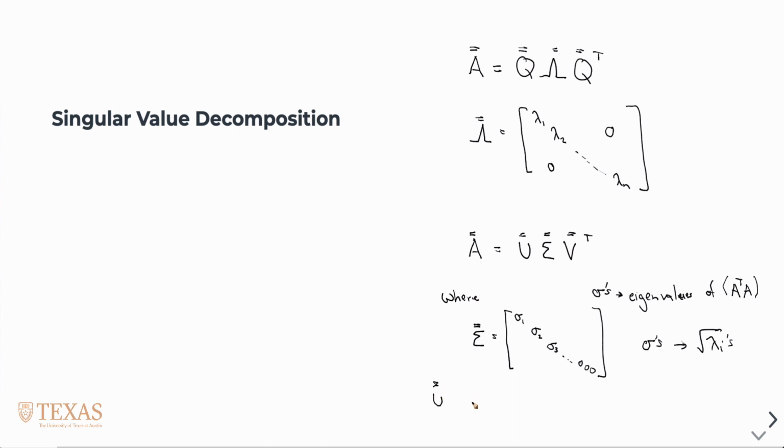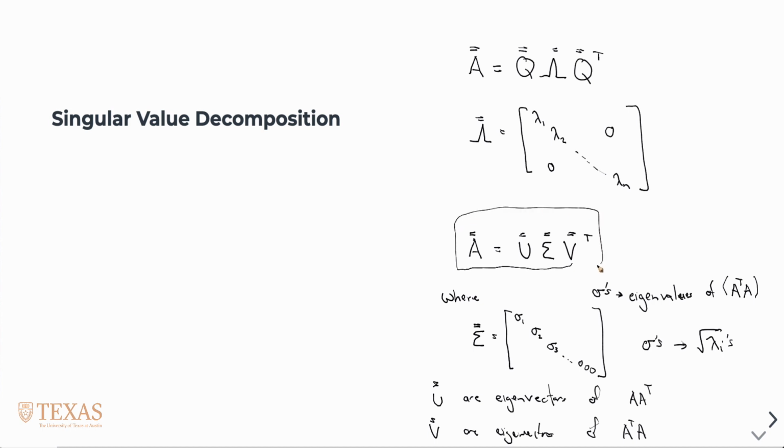U are the eigenvectors of A transpose, and V are the eigenvectors of A transpose A. So then once we have that, we can use this to decompose A into, again, an orthonormal matrix that are the eigenvectors of A transpose, a matrix sigma which is diagonal. The diagonal entries are the eigenvalues of A transpose A. Turns out they're also the eigenvalues of A transpose. They have the same eigenvalues.